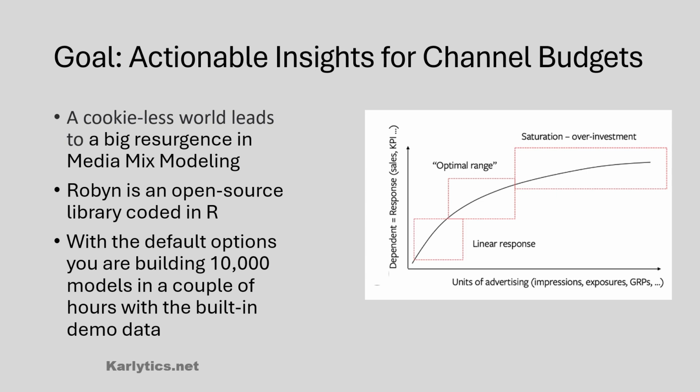Facebook Robyn is freely available on GitHub, allowing marketers and data scientists to access, modify, and contribute to the codebase. Robyn automates many aspects of the modeling process, from data pre-processing to model selection and validation, making it accessible to users with varying levels of expertise in data science and statistics. The tool provides actionable insights and recommendations for optimizing marketing spend, helping businesses to allocate their budgets more effectively across different channels.